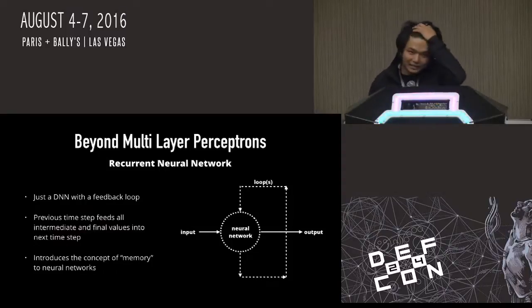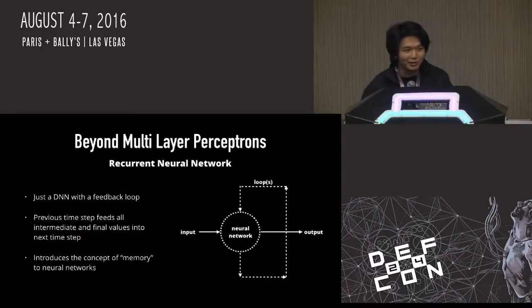So besides convolutional neural networks, there are also things called recurrent neural networks. These are slightly more complicated, but not actually that complicated. What you have is just recursion in the neural network. So instead of feeding input one way through a neural net, you have recursion in it. The output of each time step and each intermediate output actually gets fed into the next time step. So this introduces the concept of memory.